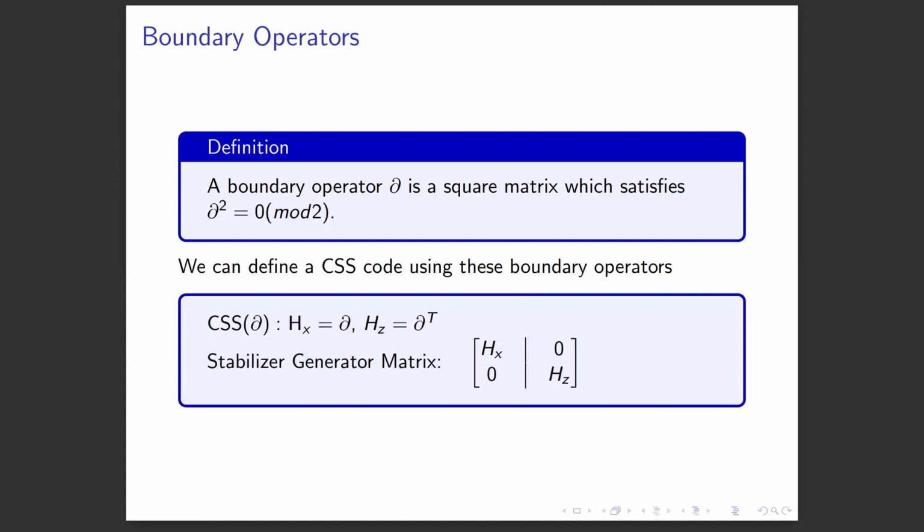So a boundary operator is a mathematical object associated with chain complexes in homology theory. To simplify things, we see a boundary operator dou as a square matrix which satisfies dou square equal to 0. One interesting thing is that we can define a CSS code using these boundary operators. So we can see the format of a stabilizer generator matrix using a boundary operator as shown below. One can also see that the CSS condition, hx into hz transpose equal to 0, is also satisfied with this boundary operator by using dou square equal to 0 in the definition above.